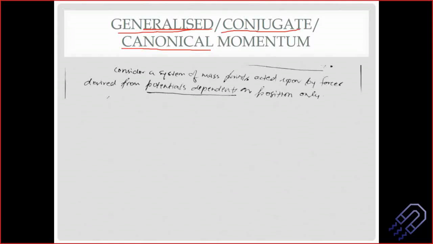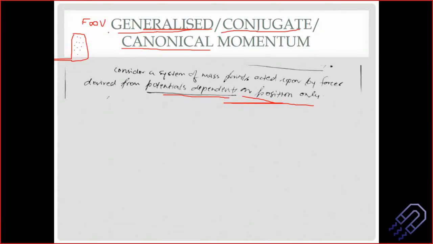And if you consider a system of mass points acted upon by forces derived from a potential dependent on position only. So if you consider a system with a number of mass points, let's say in a box, something like this, and it is being acted upon by a force. You know that force is basically dependent on the potential. I think all of us know this.